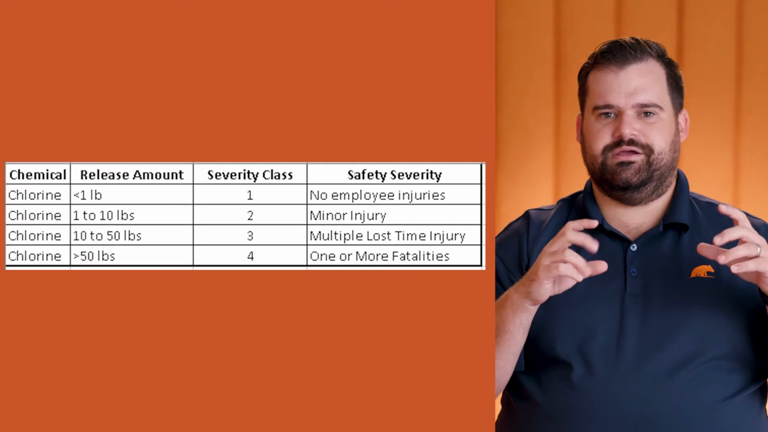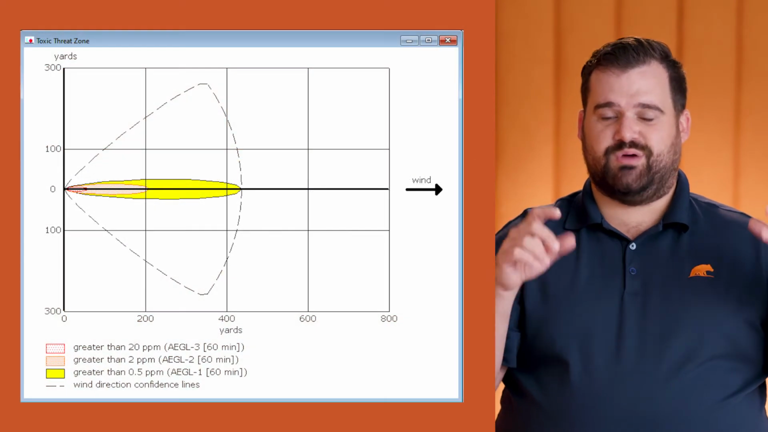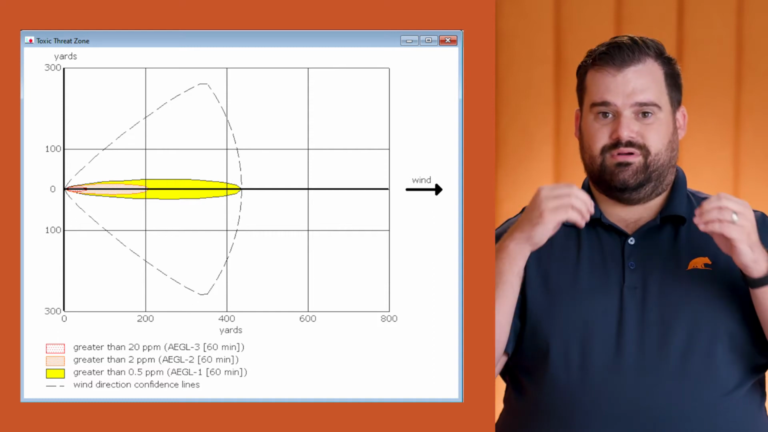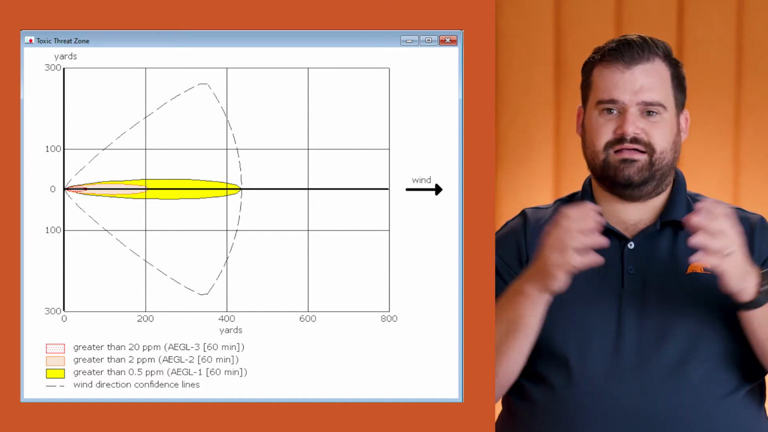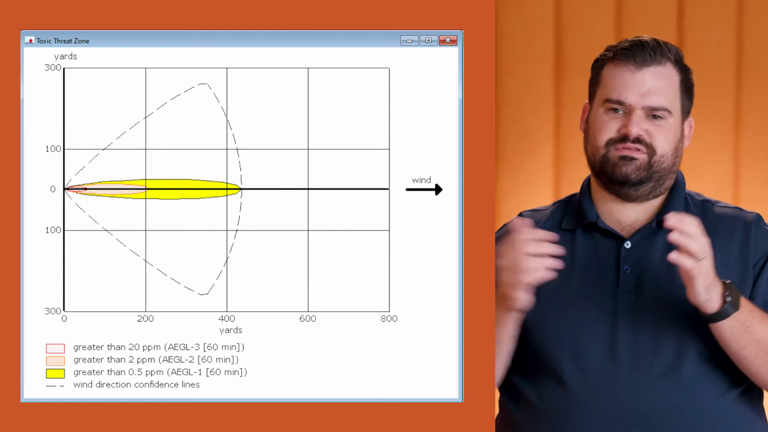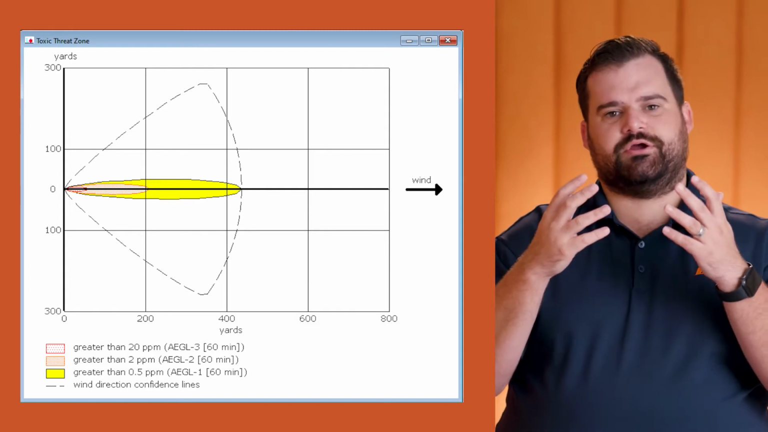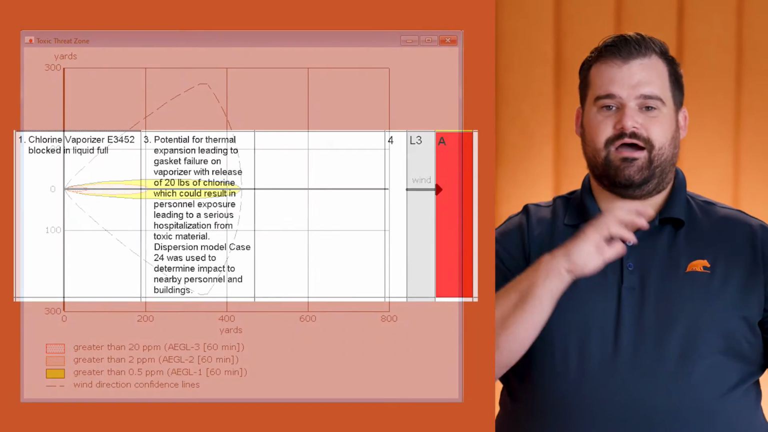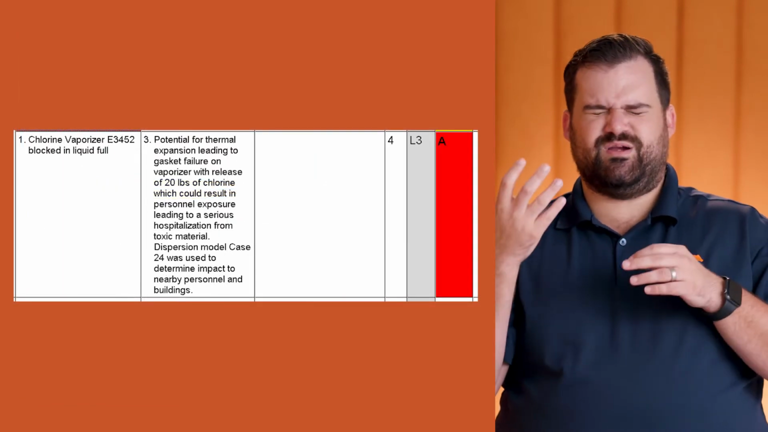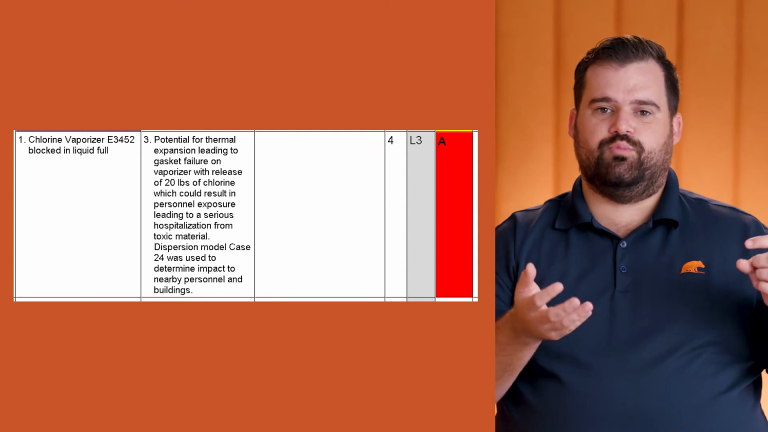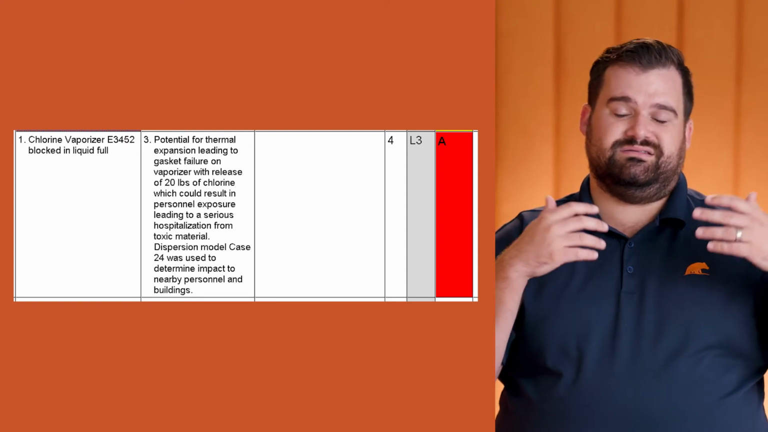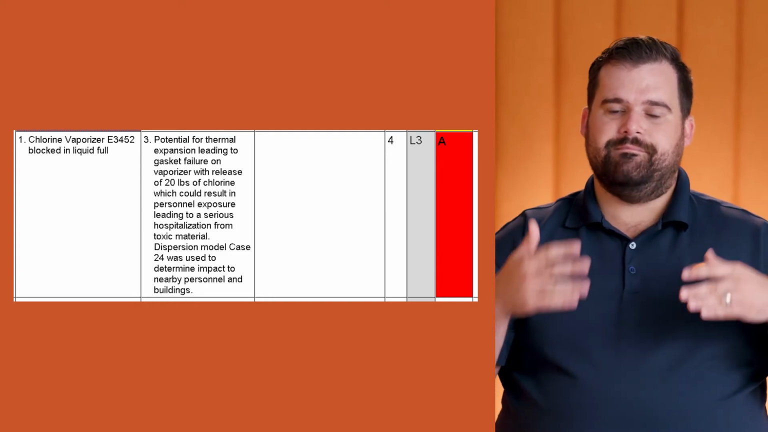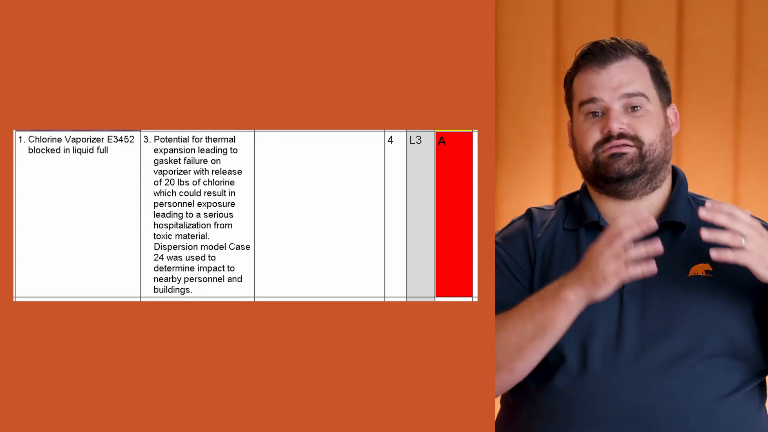Lastly, you can see here on the screen, you're looking at a dispersion model. We put in some factors of a potential scenario, and we released 20 pounds of chlorine to show us how far out this would go, and that way the team can determine, would someone be in that area and would it impact them? As you can see now in the worksheet, we actually documented the severity differently. We documented that someone could be seriously hospitalized or have a fatality based on this release because they would be in the area of this cloud.